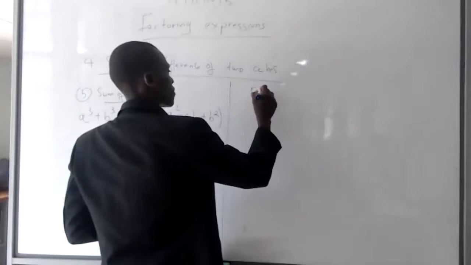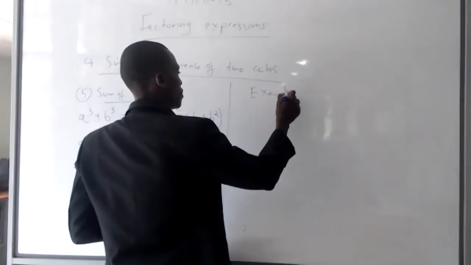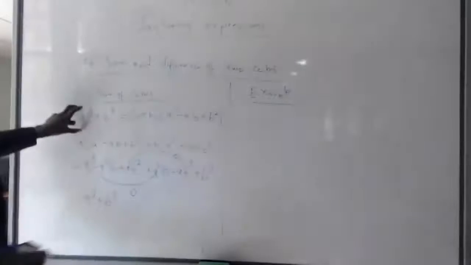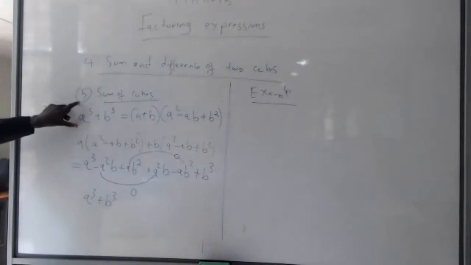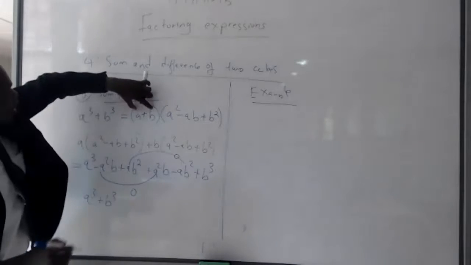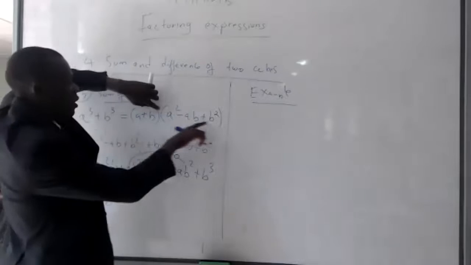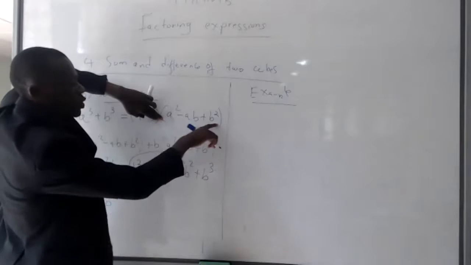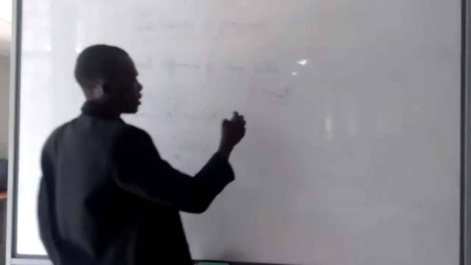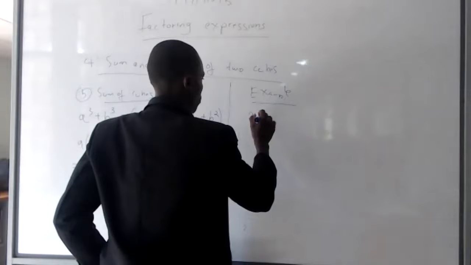Example. So this is going to be like a formula for factoring sum of cubes. Just take the sum of the numbers and then multiply by the difference of the sum of their squares and their product.